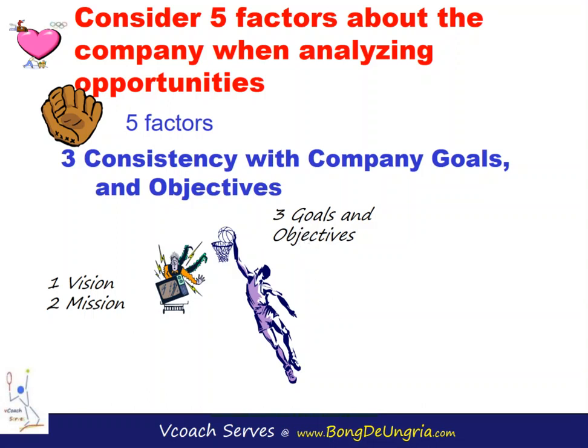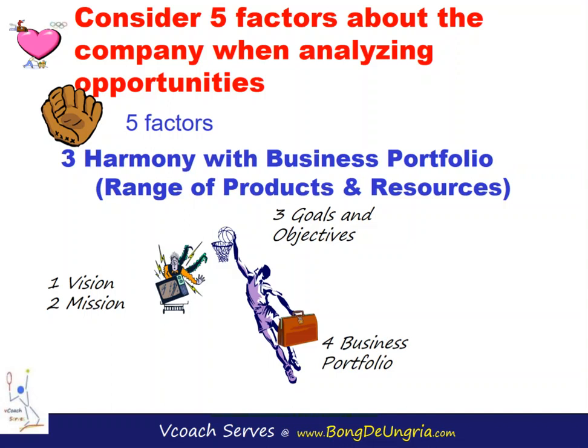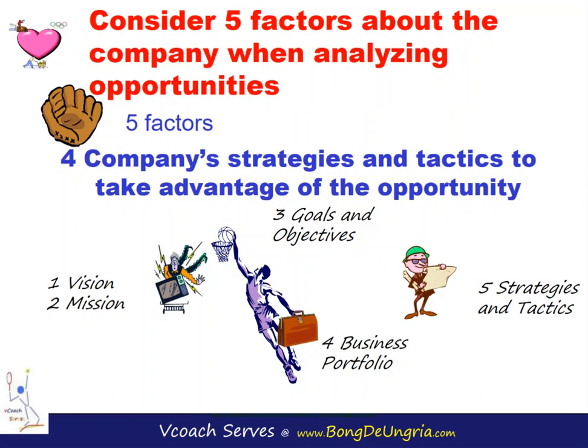The fourth one is business portfolio. These are the range of products and resources the company currently uses or has. Again, is the opportunity aligned with the business portfolio? And lastly, is the company capable of deploying strategies and tactics that will allow it to take advantage of the opportunities? So, meaning if there is an opportunity, it's not necessarily that you grab it just because it's there. You have to see the alignment to these five company factors.